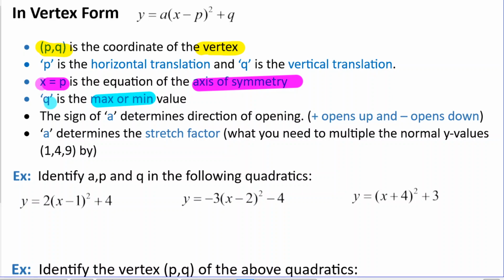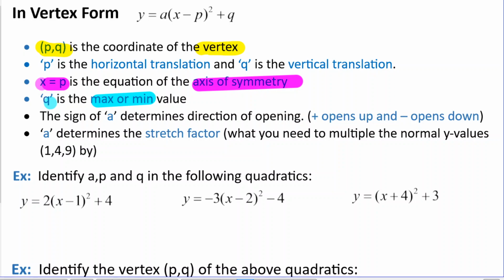And a, the reason it's still called a is because a does the same thing it did in standard form. a tells us which way it opens. Positive a opens up and negative a opens down. And it also tells us how wide our graph is, right? Wide or narrow.